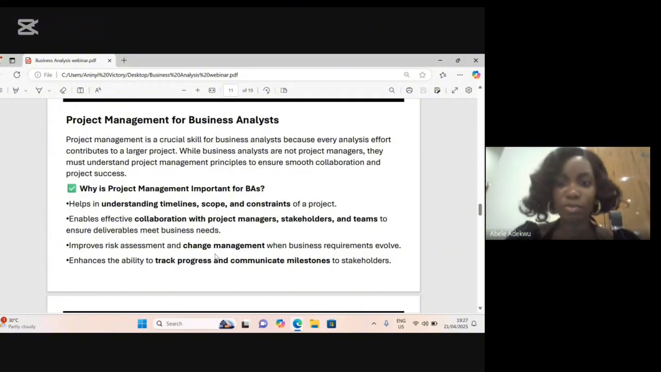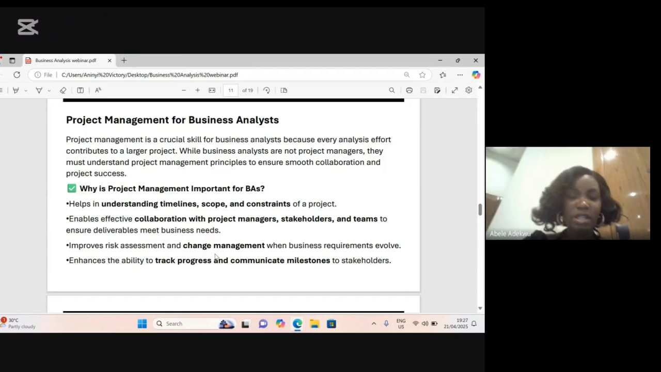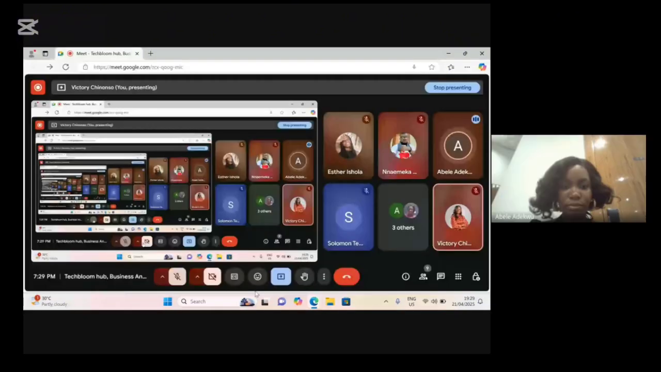Okay, beautiful. So as a business analyst, having project management skill is very important, as I said earlier. So why is project management important for BAs? It helps us to understand the timelines, the scopes, and the constraints of a project.